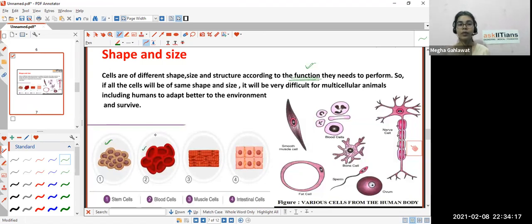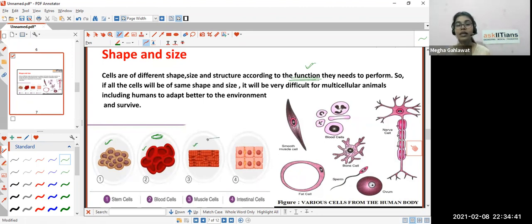Then we have the RBCs, or the red blood cells. You see their shape? They have a discoid shape. They have a discoid kind of structure, right? And why do they have such a structure? Because they have to move around in a lot of narrow blood vessels, and they have to carry the oxygen. So in order to move through the narrow spaces and accommodate a lot of oxygen, they have such a shape, okay?